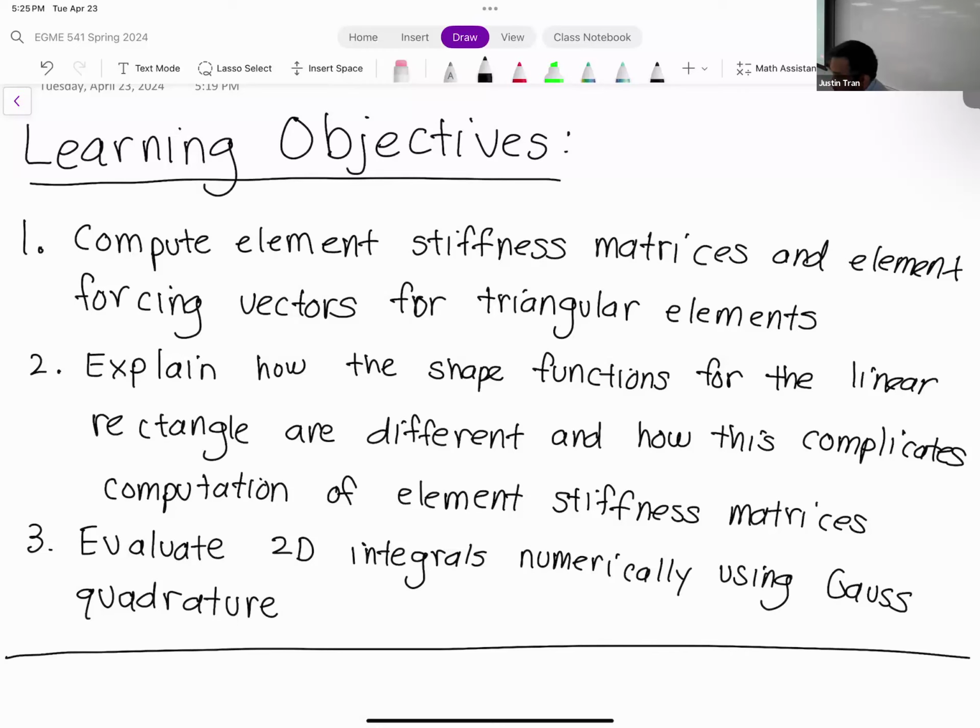Is there 2D stuff on the midterm? No, there's not. I'm going to make an announcement today. I know I left it on that study guide, but there's no 2D stuff.